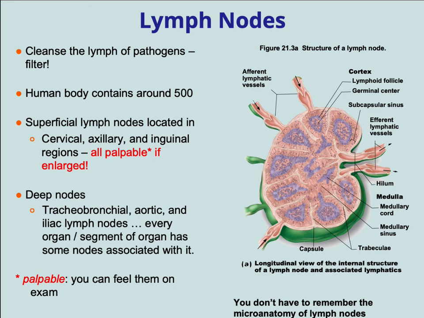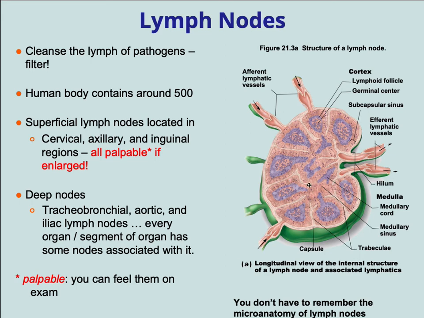Now, you're not responsible for knowing the anatomy of these lymph nodes. What I do want you to understand is that they have a very important function in cleansing the lymph. Okay. This is where your T cells and B cells encounter those pathogens and then kill them. Your body contains around 500 lymph nodes. And there are superficial lymph nodes that are palpable, meaning that you can feel for them on exam, particularly when they're enlarged. Okay, due to inflammation, it could be due to an infection or due to cancer or other reasons.